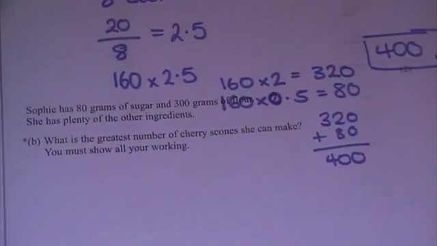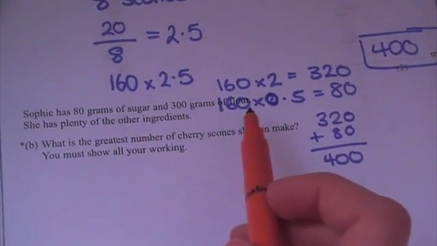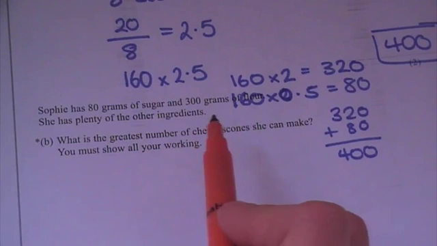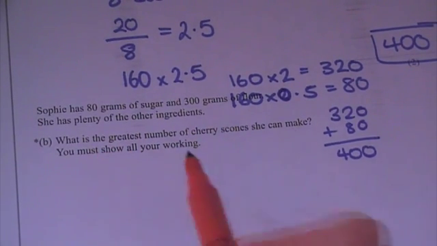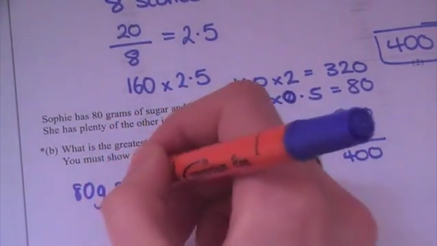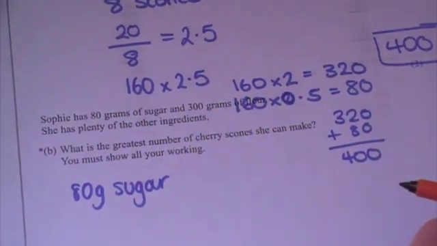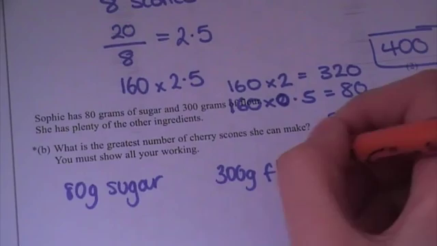Part B. Sophie has 80 grams of sugar and 300 grams of flour. She has plenty of the other ingredients. What is the greatest number of cherry scones she can make? You must show all your workings. So Sophie has 80 grams of sugar and 300 grams of flour.